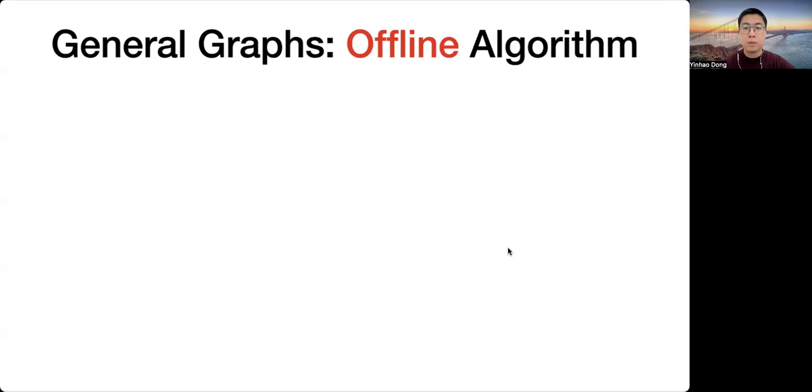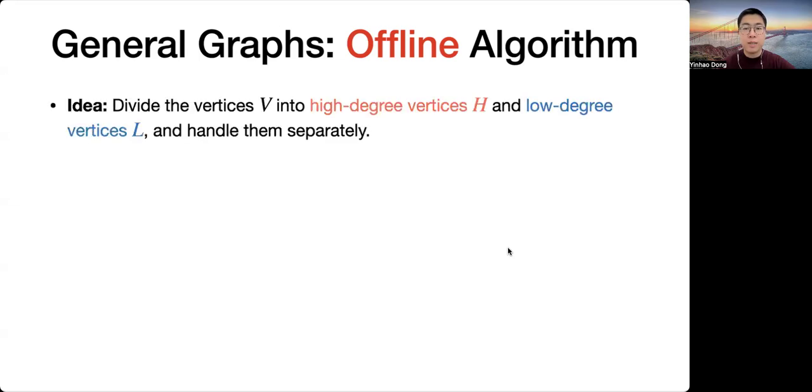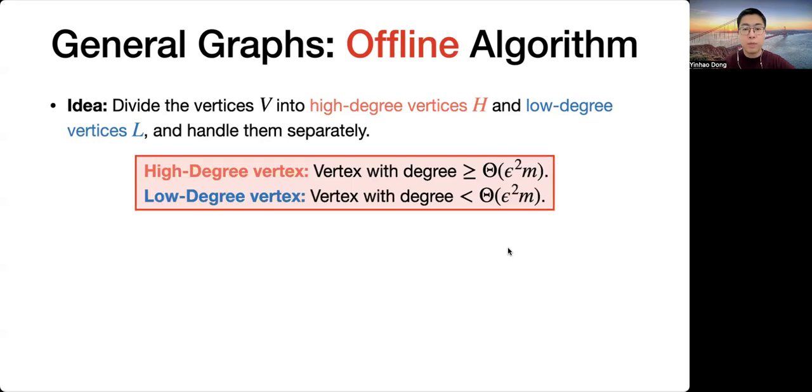Next, let's consider how to generalize the previous algorithm to handle general graphs. A natural idea is to first divide the vertex set V into high-degree vertices and low-degree vertices, and then handle them separately. To distinguish between them, we set the threshold to be epsilon squared times the number of edges. A vertex is considered high degree if its degree is at least epsilon squared m, otherwise it's low degree. For simplicity, I will first describe the offline algorithm and then discuss how to implement it in the streaming model.